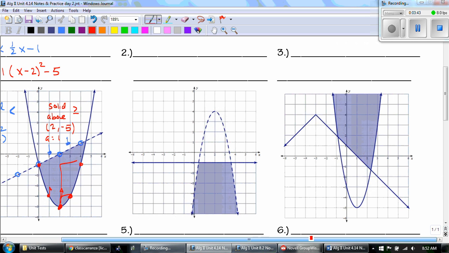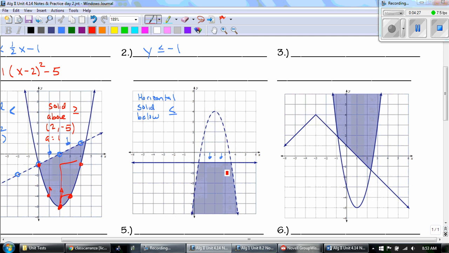Okay, number 2. So we need to figure out what type of line we have first. So I'm going to deal with the linear. And it's a horizontal line. So when it's horizontal, it's just the variable. There's no x. It is solid. And we shaded below. Okay, so we have y is less than or equal to, because solid and below is less than or equal to, and it's less than or equal to -1.